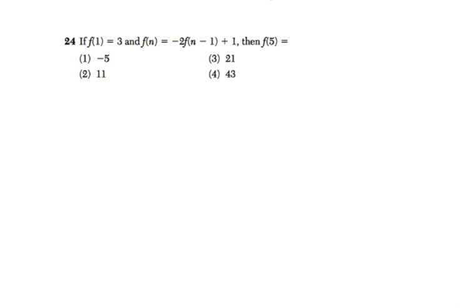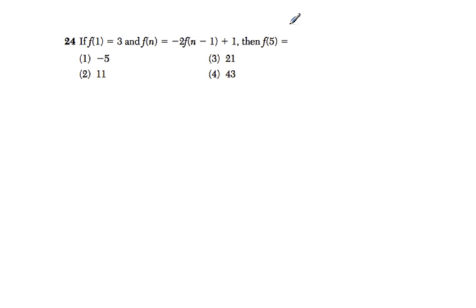Okay, for number 24, our last multiple choice question, the last question in part 1, we have what we were referencing earlier with sequences. In this case, it's not explicit. It says if f of 1 equals 3, so what does that mean? The first term is 3 in the sequence. And f of n equals negative 2 times f of n minus 1 plus 1, then what is f of 5? In other words, they want to know what's the fifth term.